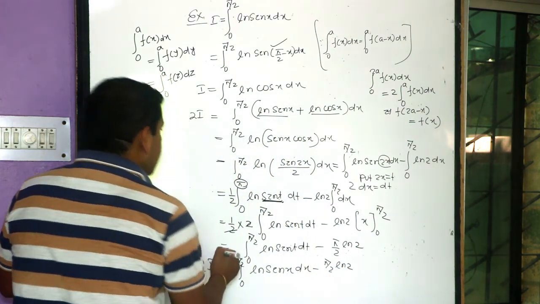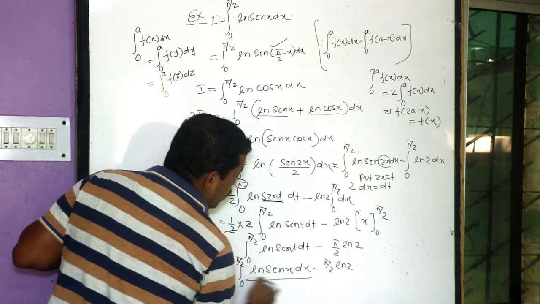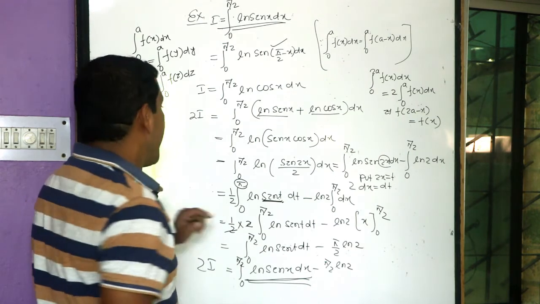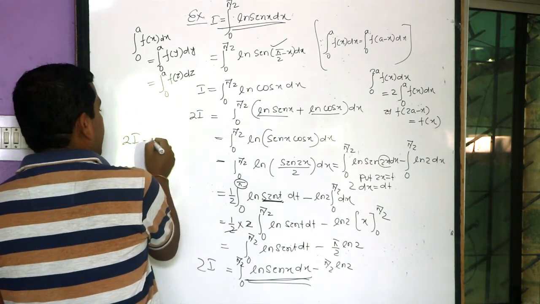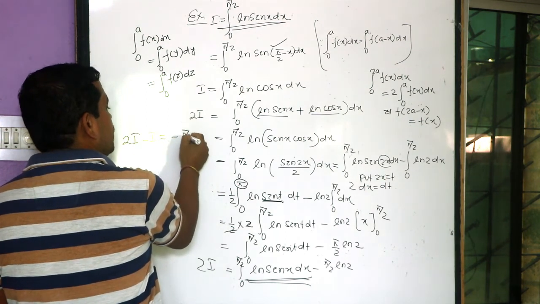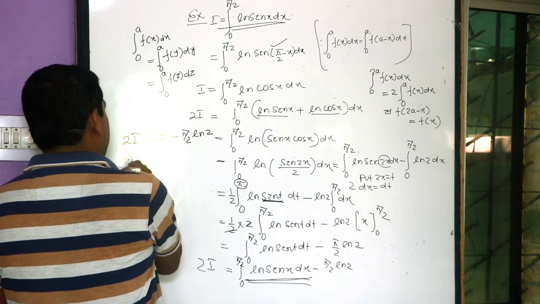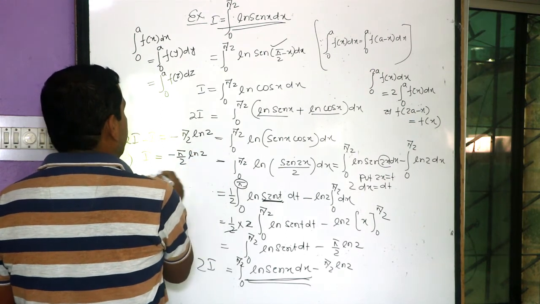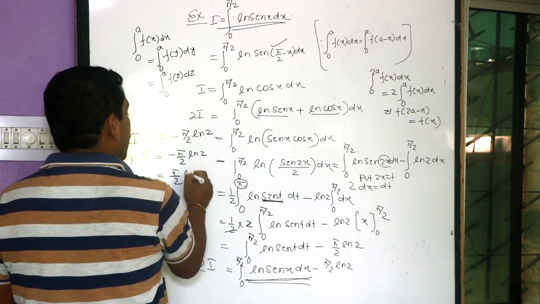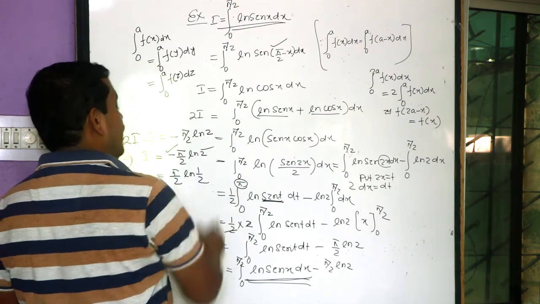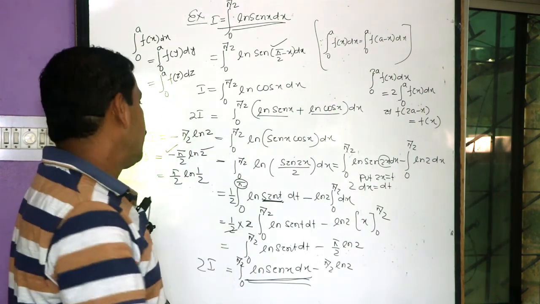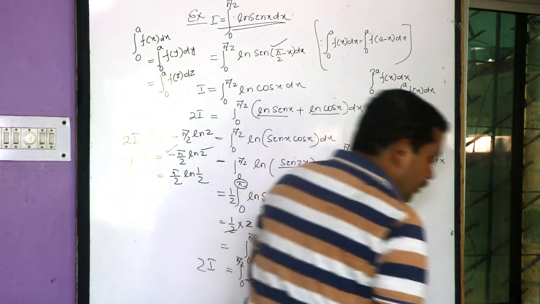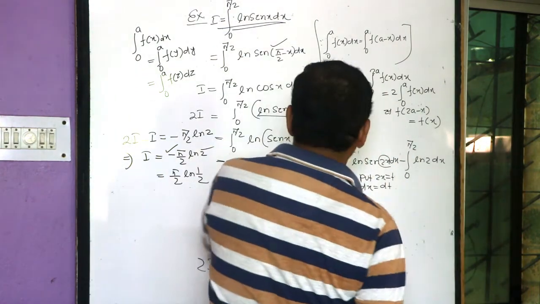Here the left hand side is 2I, and this integration is also I. So 2I minus I equals minus pi by 2 log 2. That means I is equal to minus pi by 2 log 2, which is equal to pi by 2 into log 1 by 2, because minus log 2 is the same as log 1 by 2. That is the value of this integration, and this example is very important, which is also given in your textbook.